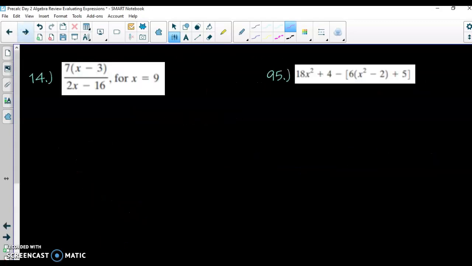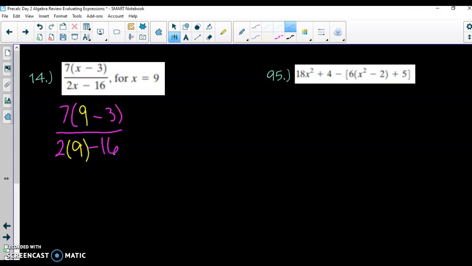Let's look at another example that has a little bit more operations. In this case, we have that x is equal to 9. So wherever I see x, I'm going to replace it with the value of 9. Continue with the rest of it. Fraction bar, remember, means division. We have 2, and again, we're going to replace x with 9, and then minus 16.